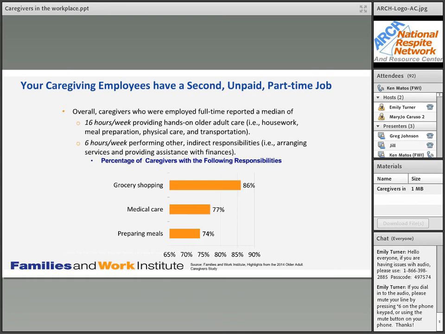So it is definitely a time-consuming experience, and helping them understand it from a work framework of this is effectively a whole other job that they're doing without pay may help them think about it in terms of employee sustainability and workplace issues, which they may be more familiar with.